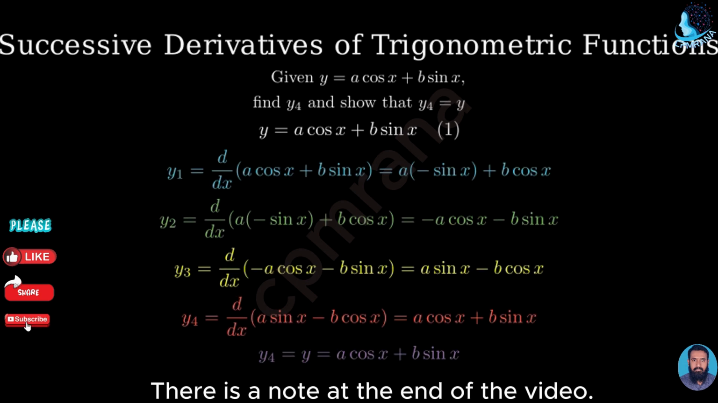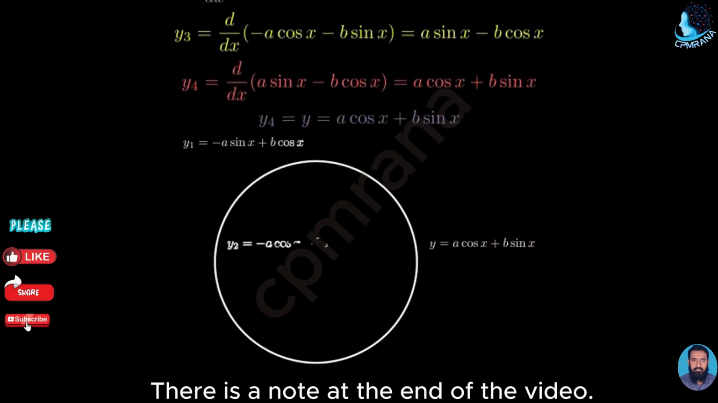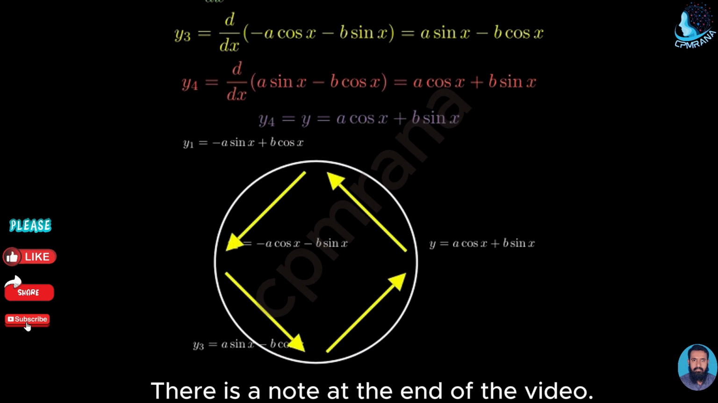Let's visualize this pattern. We can see that the derivatives form a cycle, starting with cosine x and sine x, then negative sine x and cosine x, then negative cosine x and negative sine x, then sine x and negative cosine x, and finally back to cosine x and sine x.